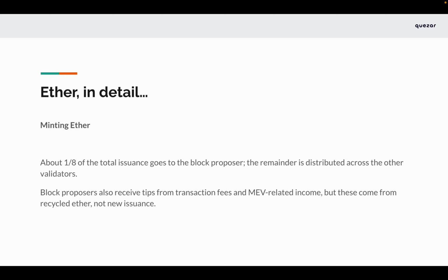The node that has proposed the block to be added to the blockchain also receives tips from the transaction fees and some MEV related income, but this is not new ether. This is the ether that is already there in the accounts of the users, and they're just giving it away to the block producers or the Ethereum nodes to prioritize their own transactions.